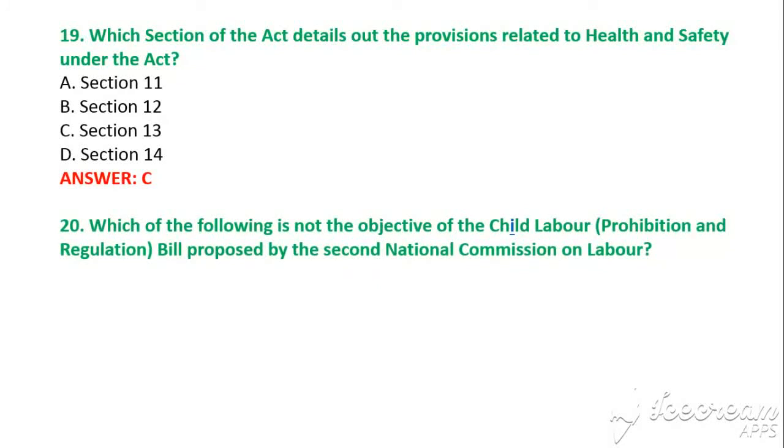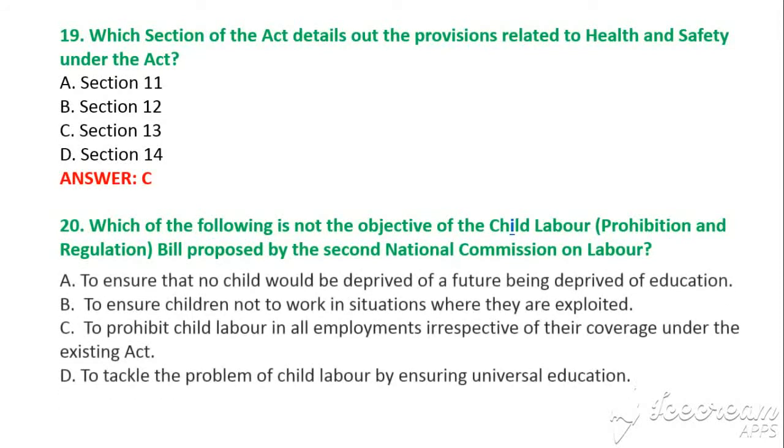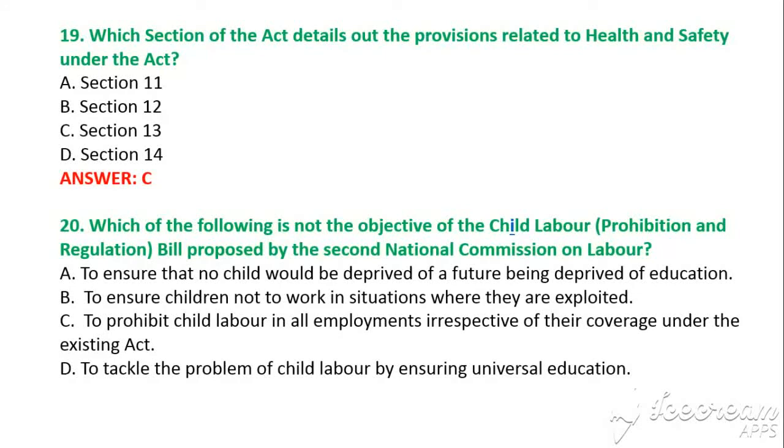Then which of the following is not an objective of the Child Labour Prohibition and Regulation Act bill proposed by the Second National Commission on Labour? So the second NCL says about some of the objectives. Which one is not the objective? Let us see. First one, to ensure that no child would be deprived of a future by being deprived of education. So education is a must for the future benefit of the child. Yes, that is the objective.